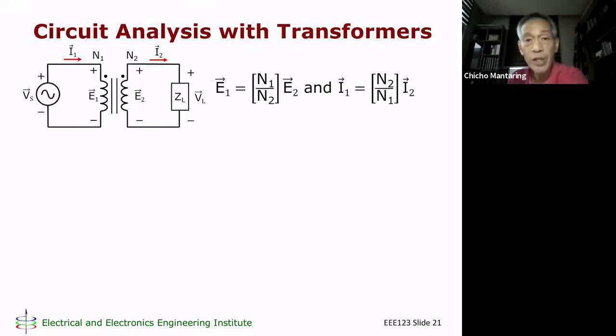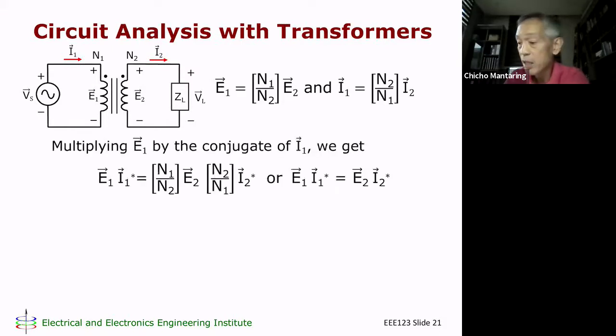Okay, so again, just to continue. We already developed these equations before. We expressed E1 in terms of E2 and I1 in terms of I2. Now let's say I multiply this equation with the conjugate of this equation. In other words, I multiply E1 with the conjugate of I1, and I multiply N1 over N2 E2 by the conjugate of the right side of the equation. I'm going to get this. N1 over N2 cancels out with N2 over N1. I get E1 I1 conjugate is equal to E2 I2 conjugate.